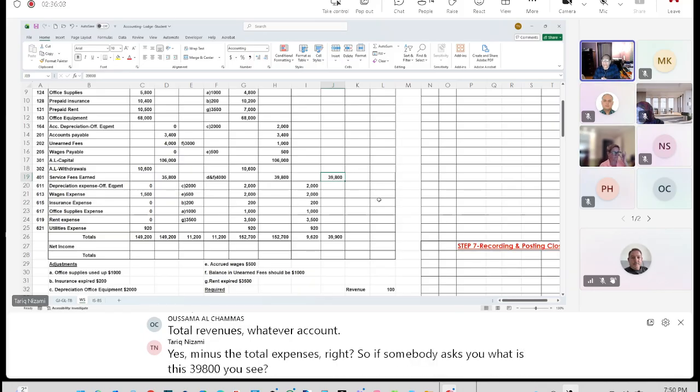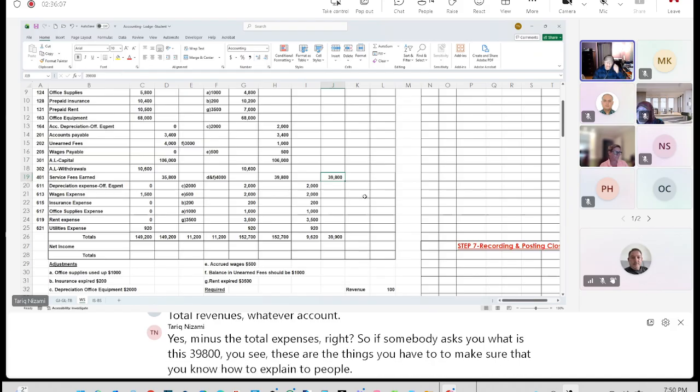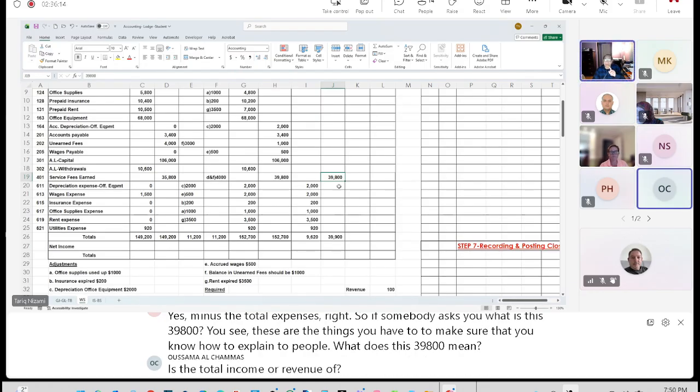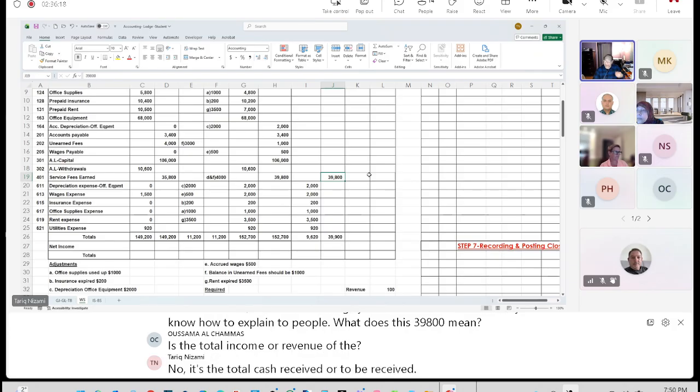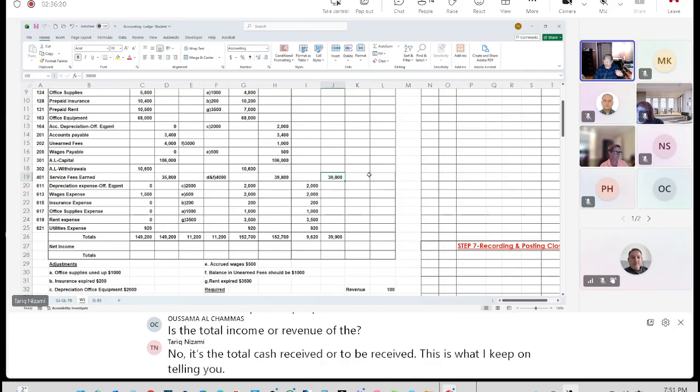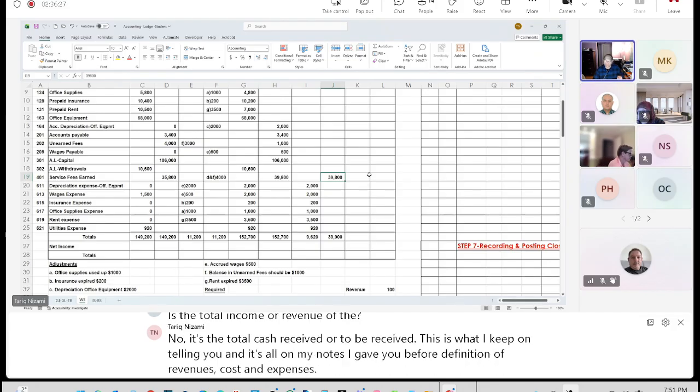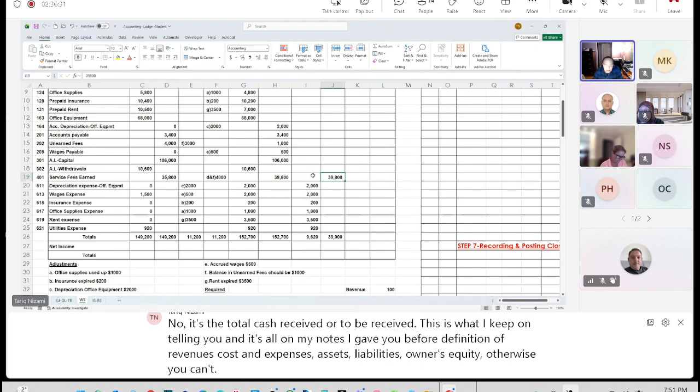If somebody asks you, what is this 39,800? These are the things you have to make sure you know how to explain to people. What does this 39,800 mean? It's the total cash received or to be received. This is what I keep telling you, and it's all in the notes I gave you before: definitions of revenues, costs and expenses, assets, liabilities, owner's equity. Otherwise, you can't understand this income statement.